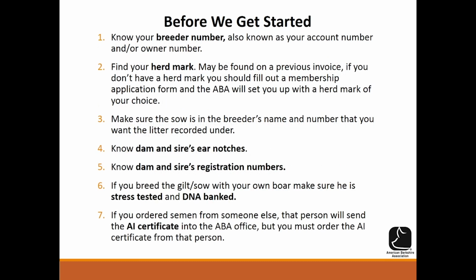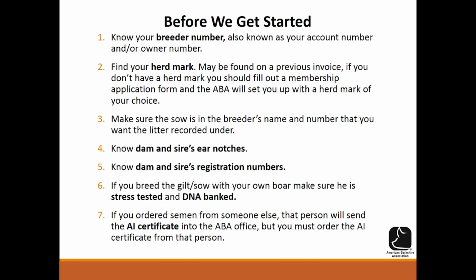Here are some things to know before we get started. Know your breeder number, also known as your account number and/or owner number. Find your herd mark. It may be found on a previous invoice. If you don't have a herd mark, you should fill out a membership application form and the ABA will set you up with a herd mark of your choice.